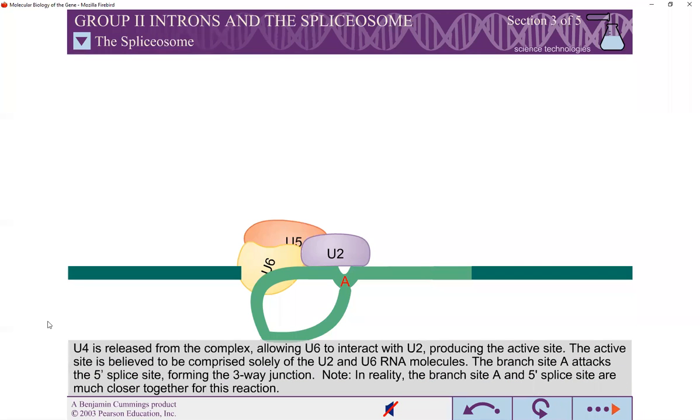Please do read it once more. U4 is first released from the complex, and once U4 is released, it is U6 that comes and interacts with U2. Once U6 has bonded with U2, it will constitute the active site of the enzyme. The active site is believed to be comprised solely of the U2 and U6 RNA. The branch site A attacks the 5' splice site, forming a three-way junction. There is a three-way junction being produced. Note, in reality, the branch point adenine and the 5' splice site are much closer to each other.